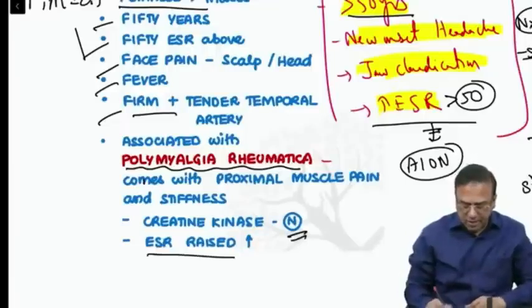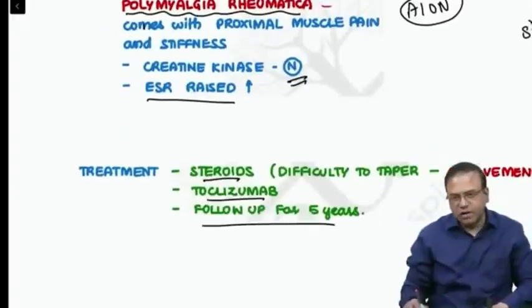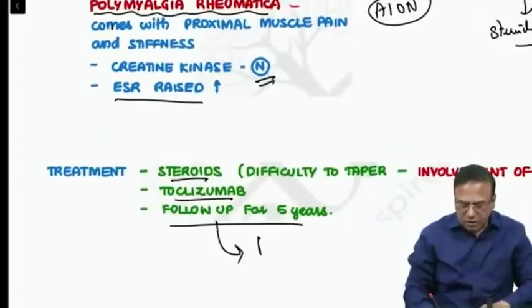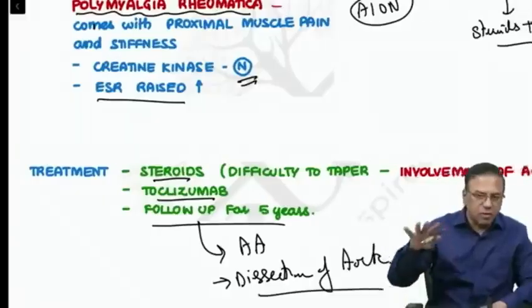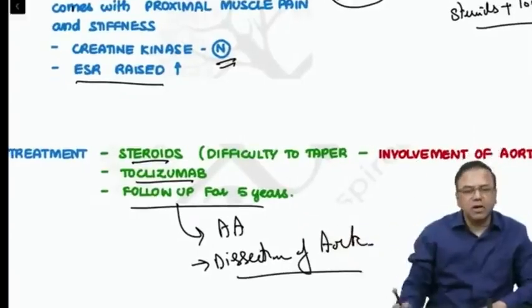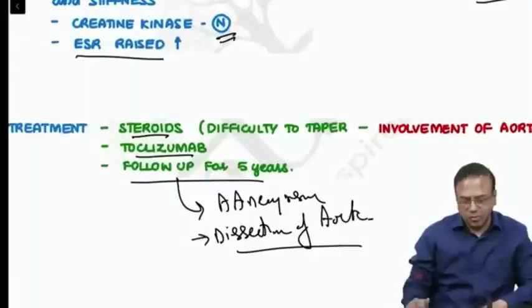Okay, ESR is high. Treatment is steroid, tocilizumab, and follow up for the next 5 years. Why are we following up? Because these patients are at high risk of developing aortic aneurysms and dissection of the aorta. Okay, they will recover from temporal arteritis, but as a long-term complication they develop aortic aneurysm and they'll have dissection of the aorta. That's a problem.